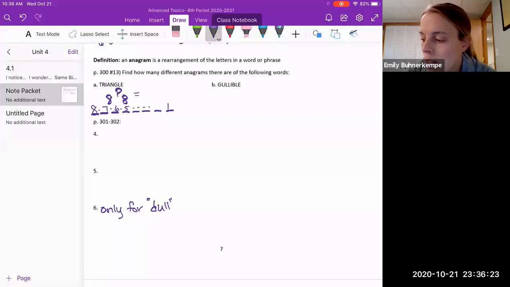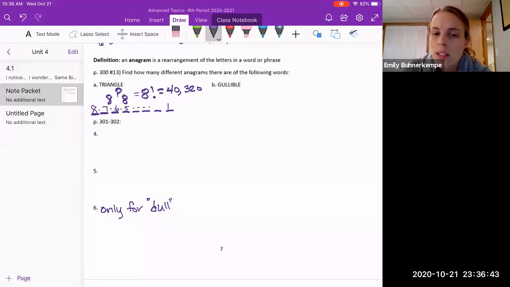So 8 permute 8 is the same thing as 8 factorial. And 8 factorial or 8 permute 8 is 40,320. So we're just moving the letters around. We're not guaranteeing that it's actually going to make a real word.